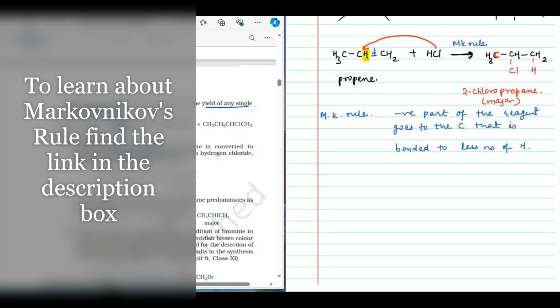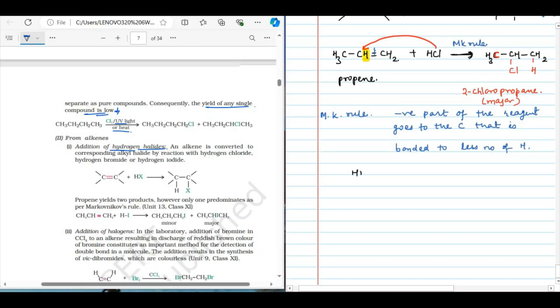Now let's read from the book. The addition of halogen halide: alkene is converted to the corresponding alkyl halide by the reaction with hydrogen chloride, hydrogen bromide and hydrogen iodide. Means the same reaction can be performed with HBr, HI, and it is also performed with HCl that we just have learned. Propene yields 2 products, however only one predominates as per Markovnikov rule that you have learned in 11th standard.